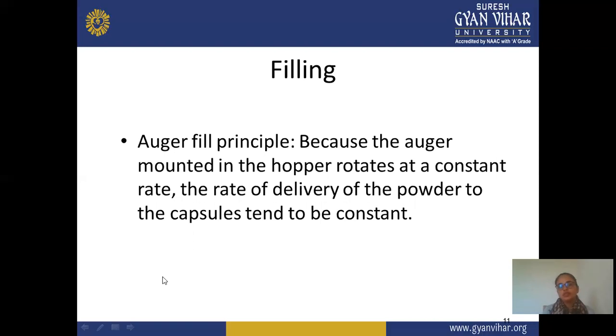An auger mounted in a hopper rotates at a constant speed, and the rate of delivery of powder to the capsule tends to be constant. This auger principle is mainly used for filling hard gelatin capsules. It is an instrument placed over the capsule formulation, and the auger rotates continuously and uniformly over your capsules or that particular tray.